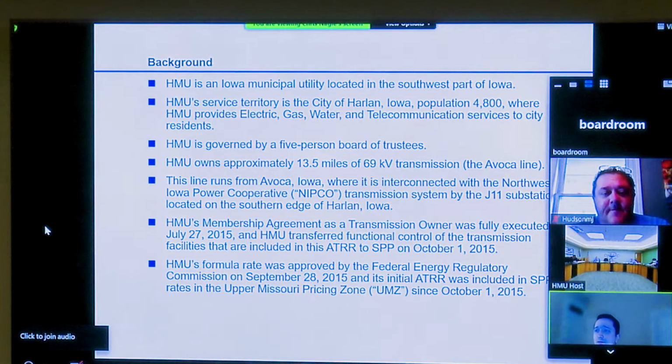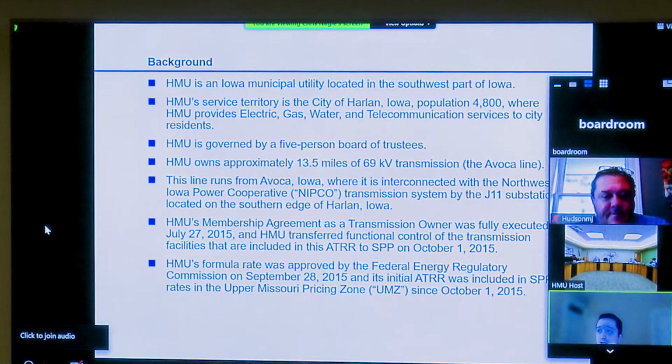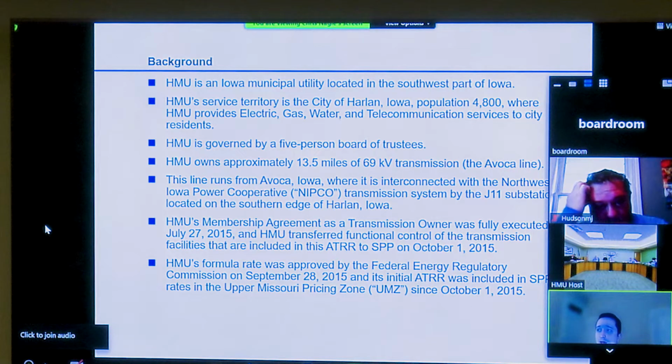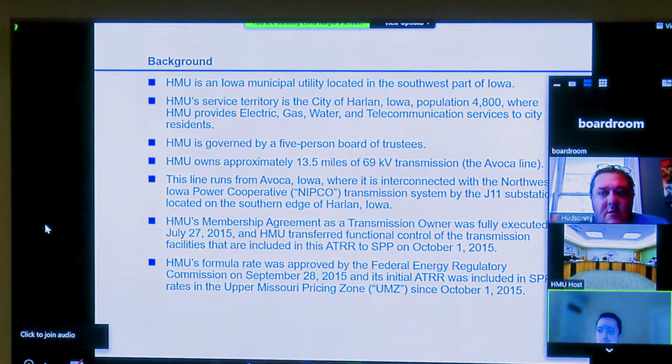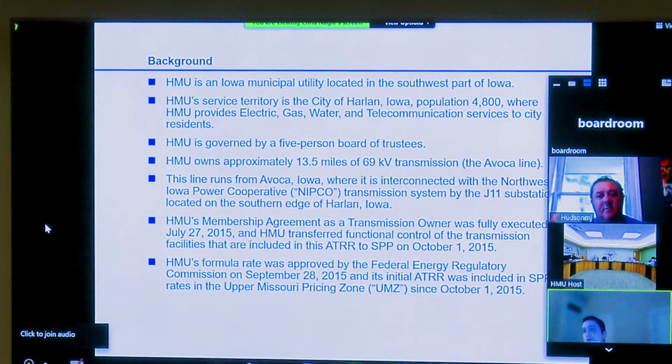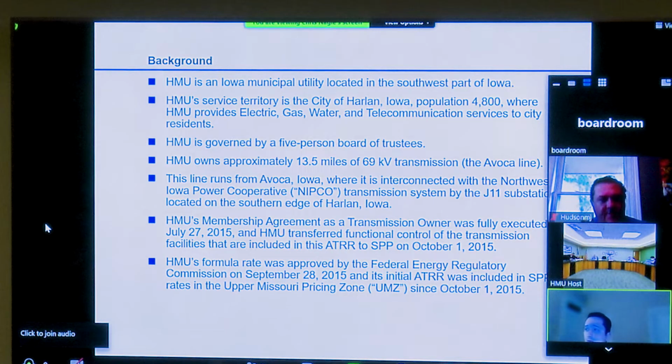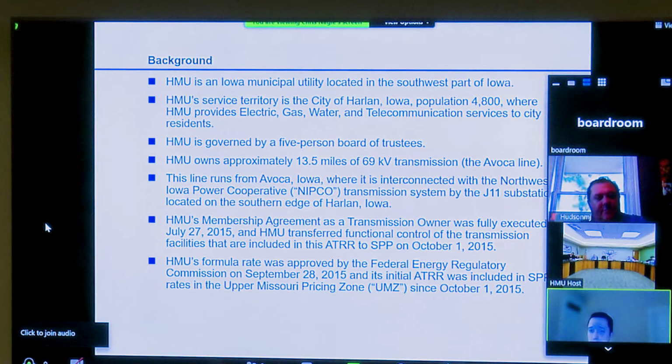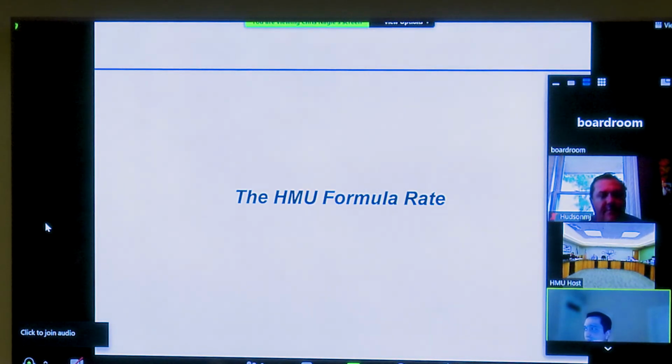Harlan's membership agreement as the transmission owner was fully executed in July of 2015, and Harlan transferred functional control of its facilities and included its ATRR in SPP rates in October of 2015. Harlan's formula rate, which we'll be reviewing today, was approved by FERC in September of 2015, and the inaugural ATRR was included in SPP rates in October, as we previously mentioned. Any questions so far before we jump into the background of the Harlan formula rate?